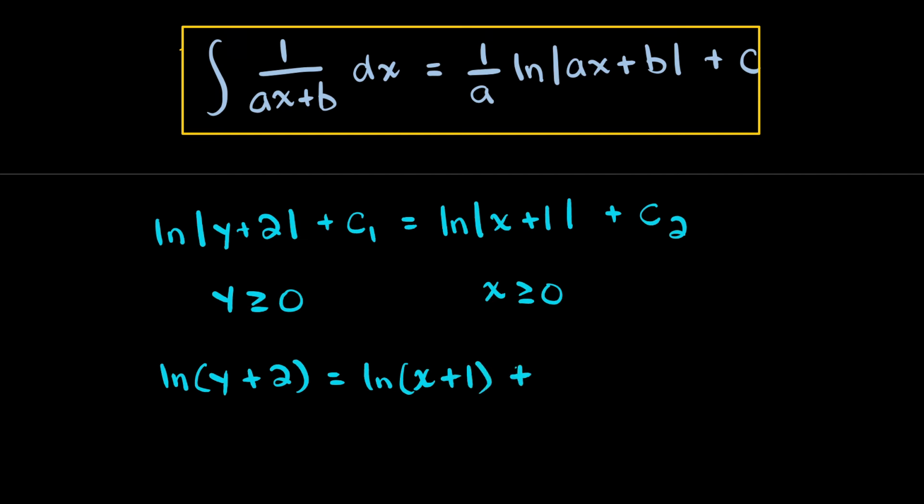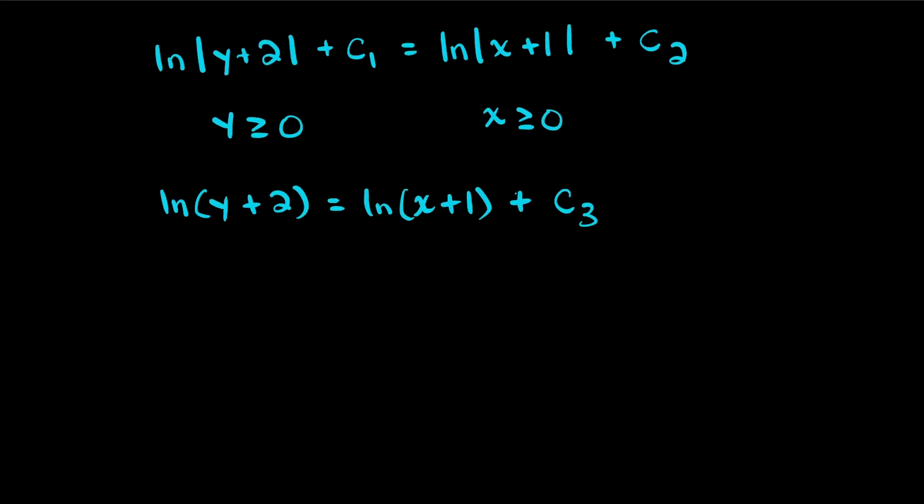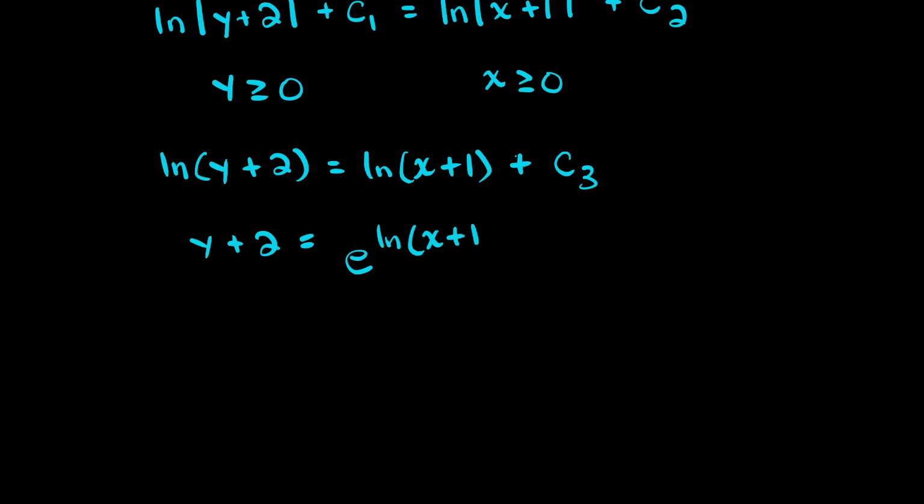So we can call that C3. And now it's simply just a matter of solving this equation for y. So we can raise both sides to the power of e, or rather raise the sides with a base of e. So y plus 2 is equal to e to the power of ln x plus 1 plus c3.